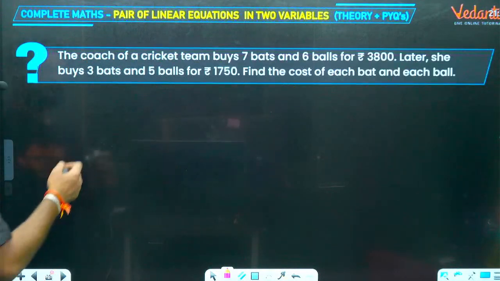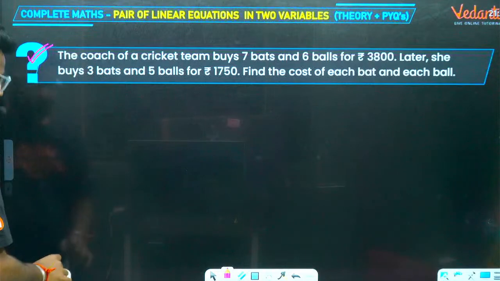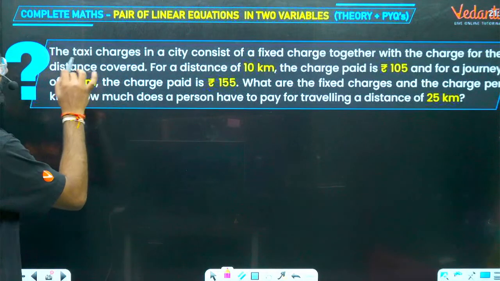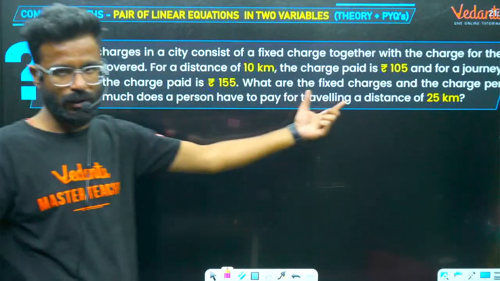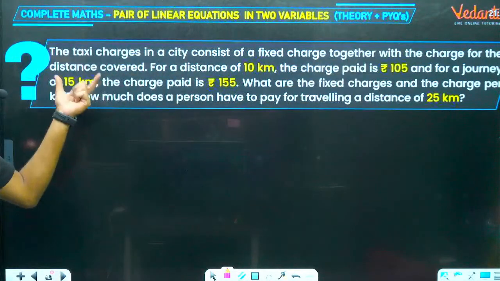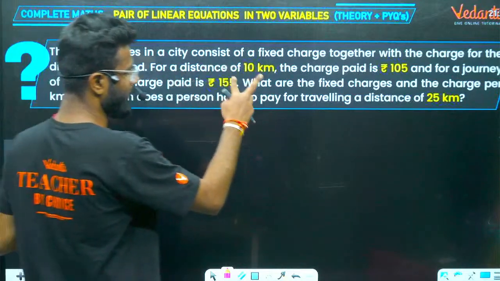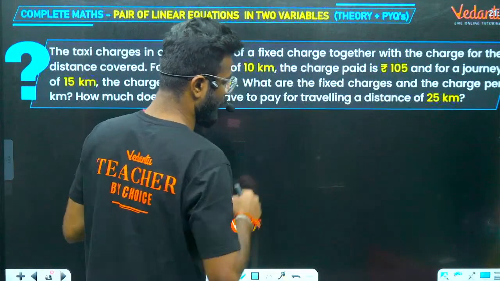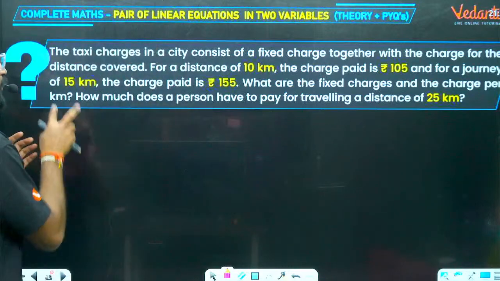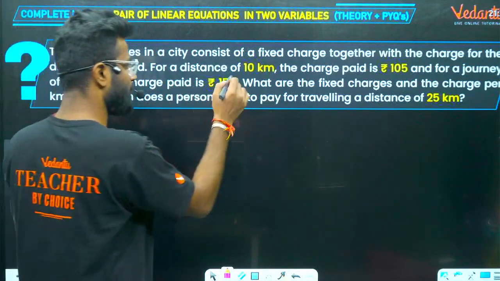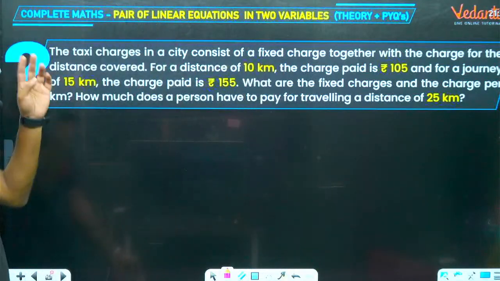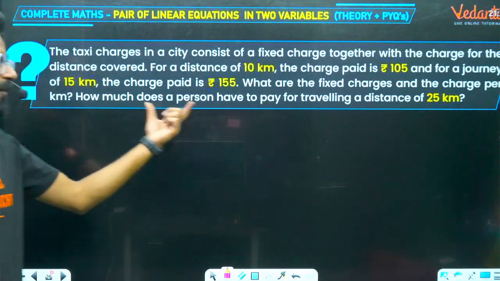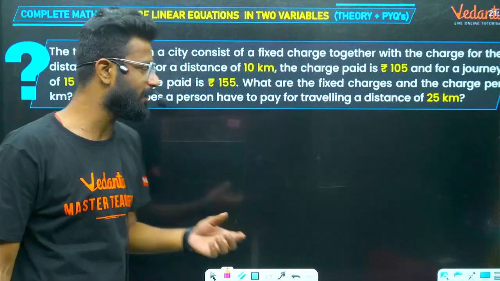Simple. Easy question. Homework. The taxi charges in a city consist of a fixed charge together with the charge for the distance covered. For a distance of 10 km, the charge paid is rupees 105, and for a journey of 15 km, the charge paid is rupees 155. What are the fixed charges and the charge per kilometer? How much does a person have to pay for traveling 25 km?